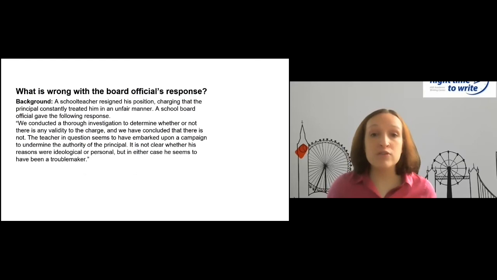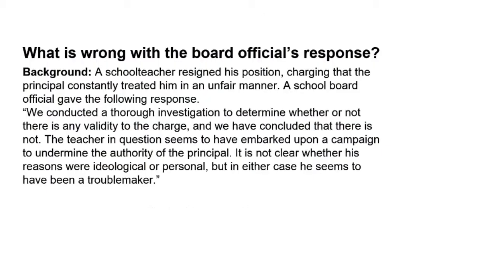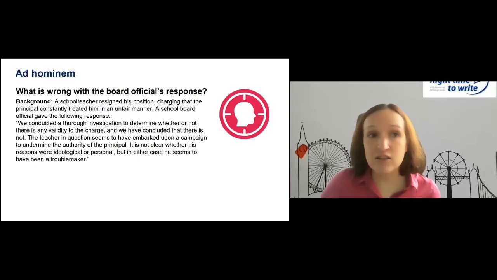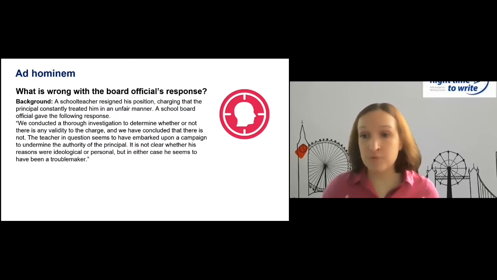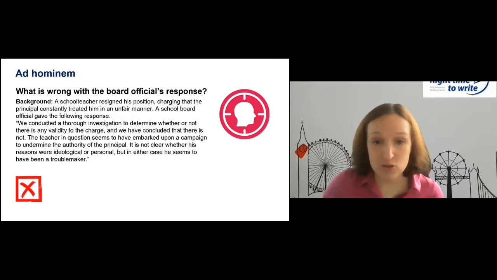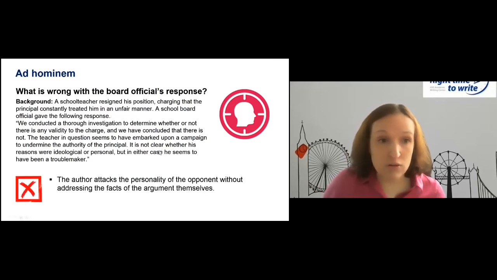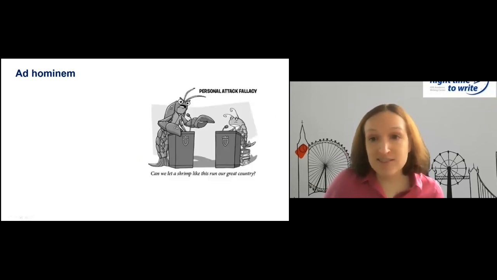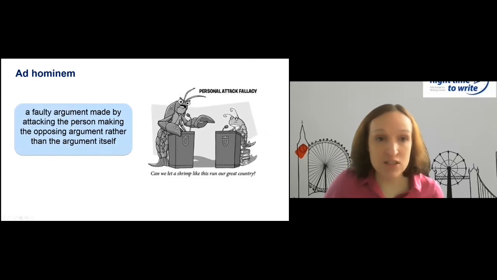So what is wrong with the school board official's answer? He's attacking what or who? Person who complains, exactly. This is the classic ad hominem. Yes, so instead of proving why and providing some evidence of why there is no validity to the claim, to the charge, the author of the statement attacks the personality of the opponent. And yes, this is ad hominem fallacy.